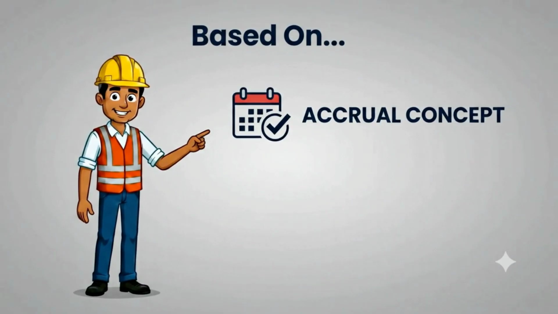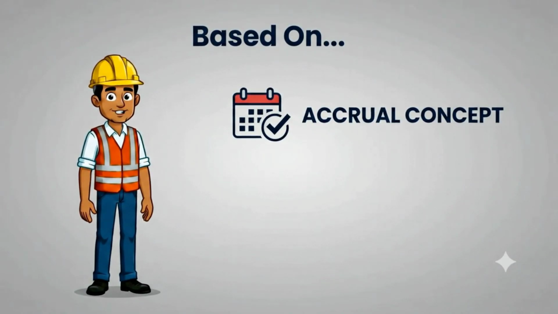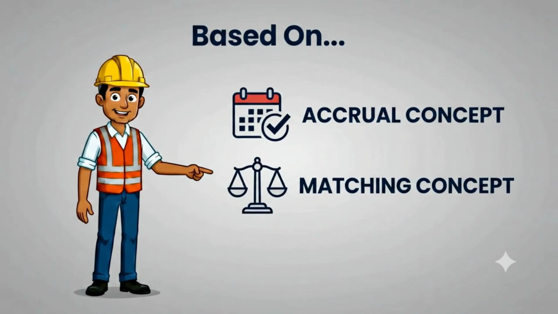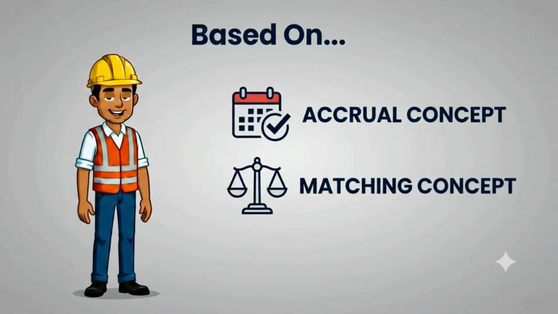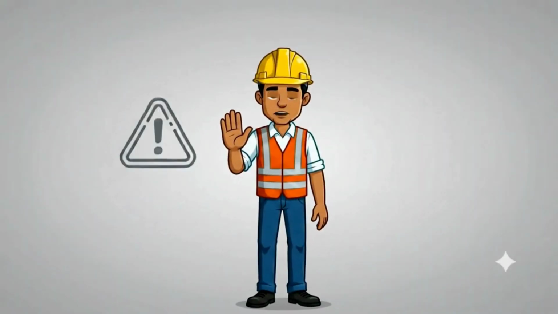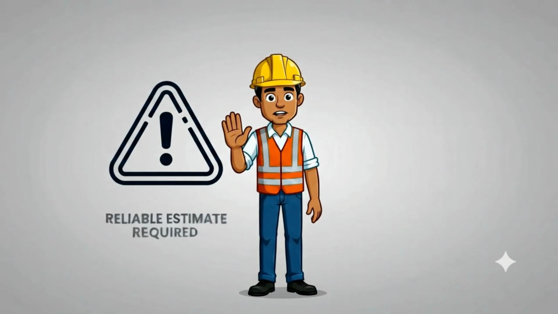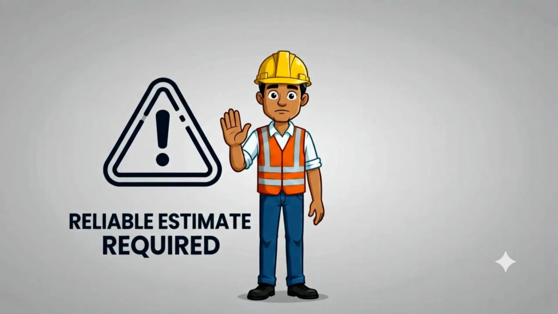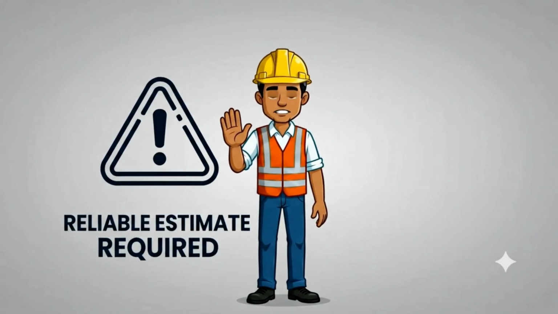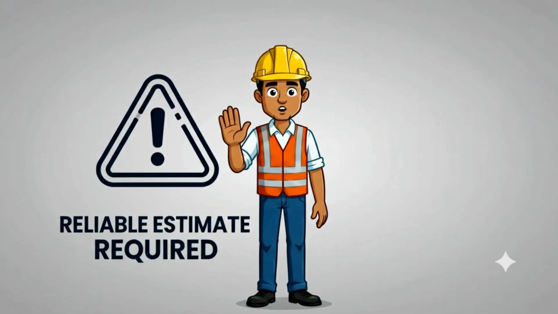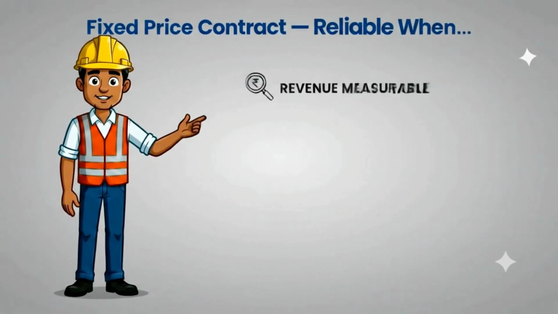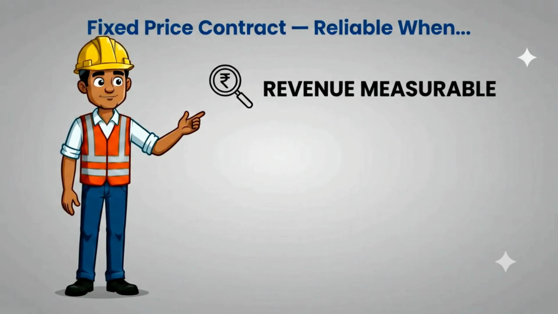This method is consistent with the accrual concept and the matching concept, two of the most fundamental principles in accounting. But here's the catch. AS7 says this method should not be used unless we can make a reasonable estimate of the final outcome of the contract. For fixed-price contracts, 4 conditions must be met.